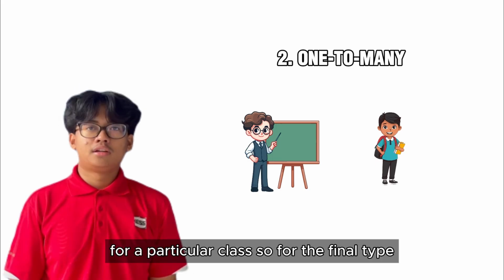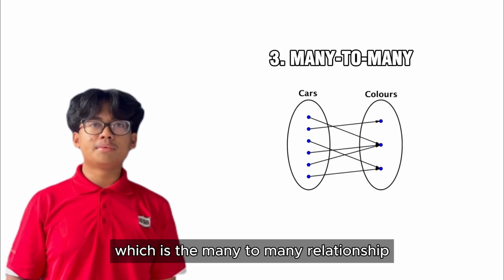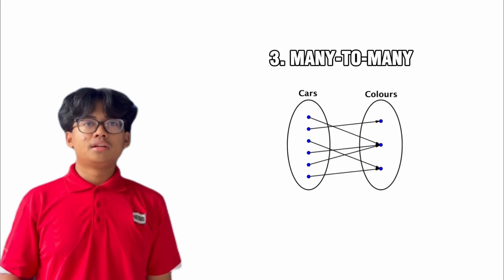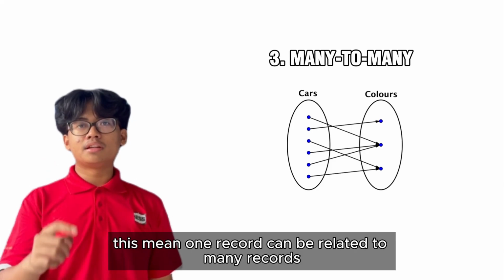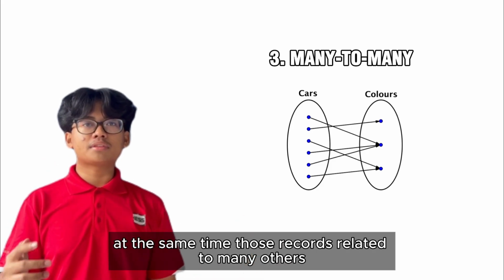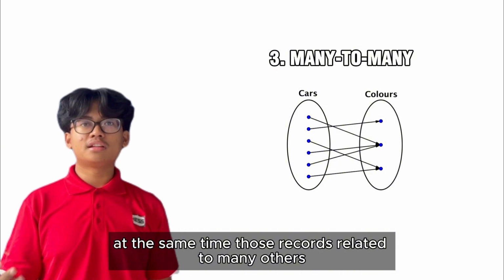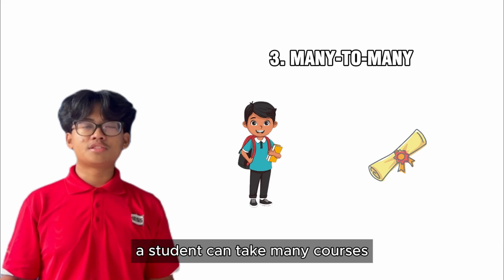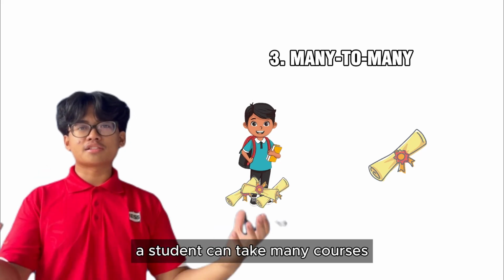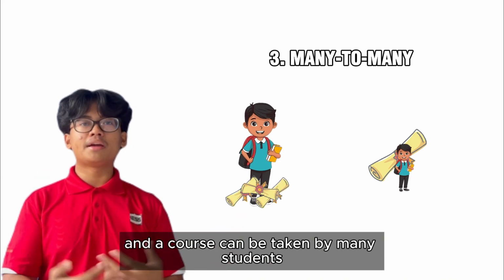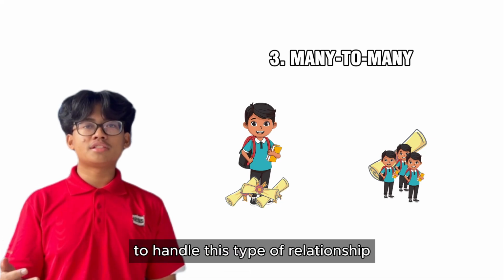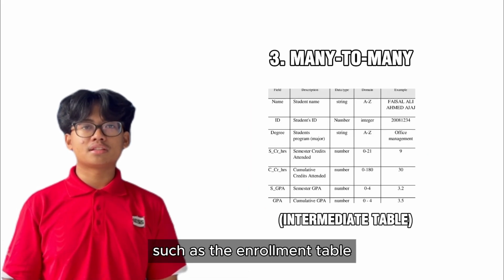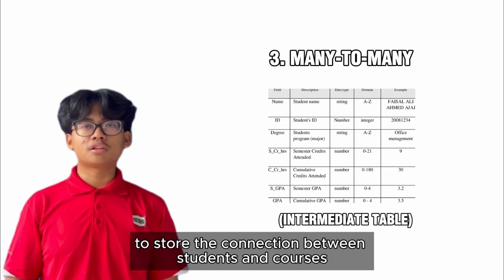So for the final type, which is the many-to-many relationship, this means one record can be related to many records, and at the same time, those records are related to many others. For example, students and courses. A student can take many courses, and a course can be taken by many students. To handle this type of relationship, we use an intermediate table such as the enrollment table to store the connection between students and courses.